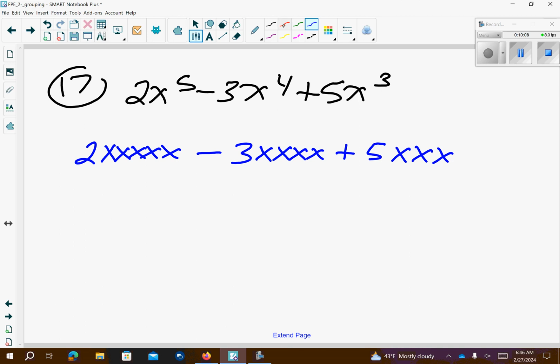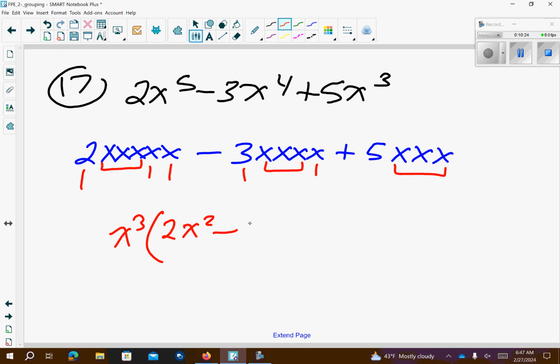So what do I have in common between all three terms? I have 1, 2, 3 of those, I have 1, 2, 3 of those, and I have 1, 2, 3 of those. I can't factor out any more. So x to the third is out front. And I'm left with 2xx, which is 2x squared, minus 3x plus 5.